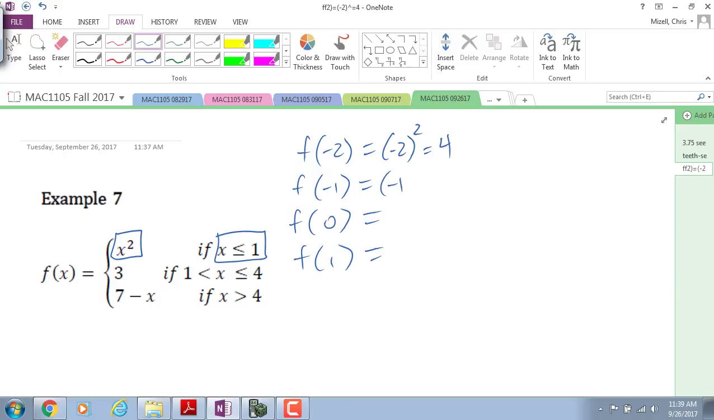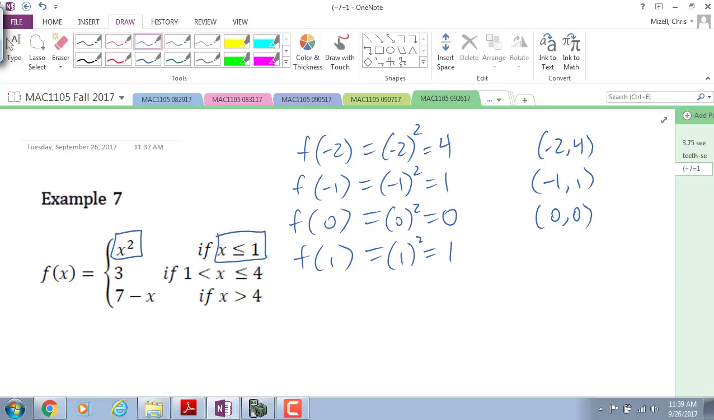Get 4. Square the -1. Get 1. Square the 0. Get 0 and square the 1. We get 1. This is going to give us 4 points to plot. Basically, the x-coordinate is the one inside the parentheses, and the y-coordinate is the function value, so we can plot the points -2, 4, -1, 1, 0, 0, and 1, 1. And we'll plot those in a little bit.